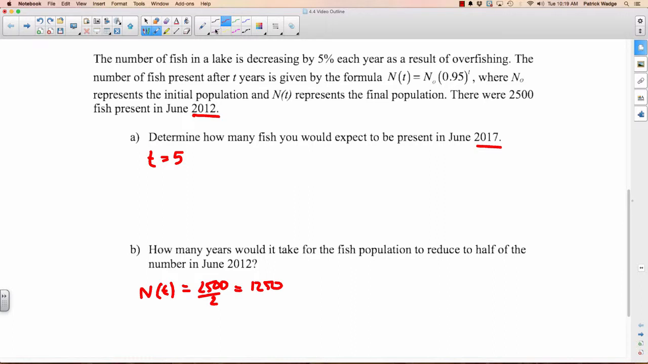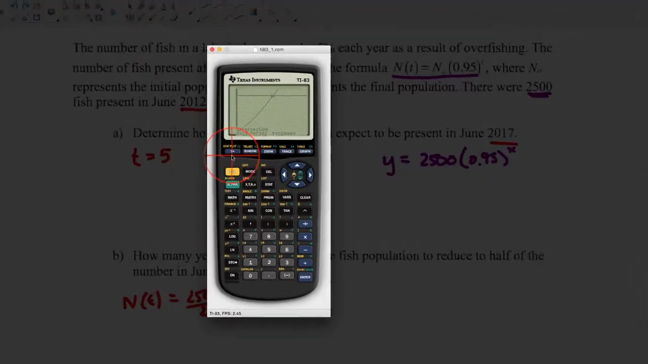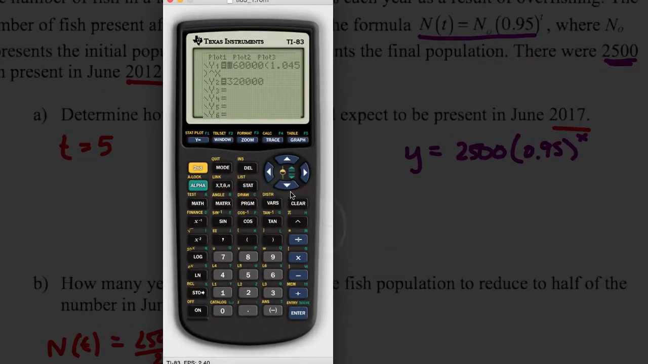We're going to enter in this right here, but of course it won't be n of t, it'll be y. N original, well, we now know n original. N original was 2,500. 0.95 raised to the, not the t, we're going to call it the x. So this is what we have to enter into the graphing calculator. So bring that up, hit y equals. Maybe we'll get rid of these by hitting clear, and we'll get rid of this other one by hitting clear as well, and go back up to y1.